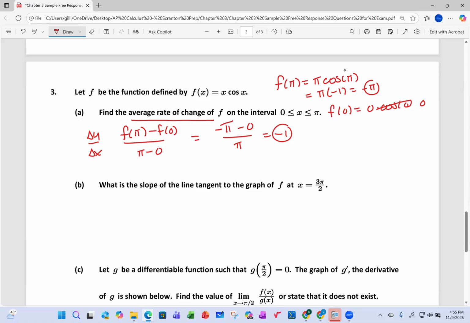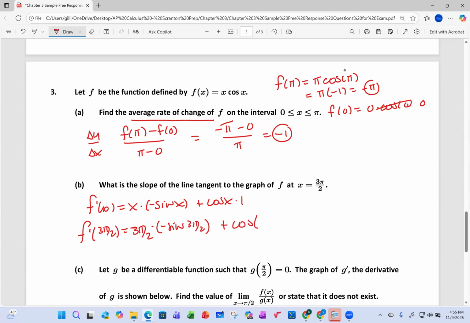What's the slope of the tangent line of f at x equals 3 pi over 2? That means I need the derivative. So f prime of x is the first times the derivative of the second plus the second times the derivative of the first. And f prime at 3 pi over 2 means 3 pi over 2 times negative sine of 3 pi over 2 plus the cosine of 3 pi over 2.